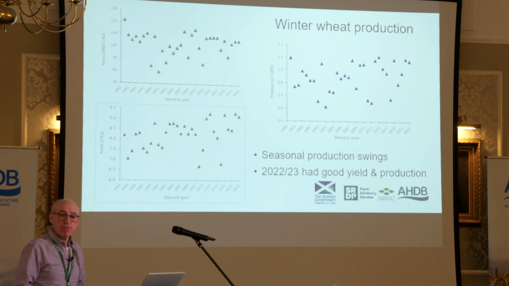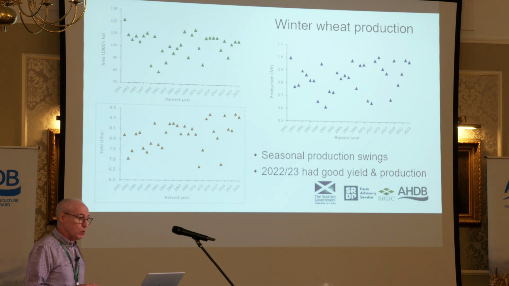Wheat had a relatively good year, particularly compared to its English counterpart. So area 107,000 tonnes. Yield was pretty good in a difficult year. Again, some evidence that we are benefiting from some of the newer high yielding varieties and production good, close to that 1 million tonnes.